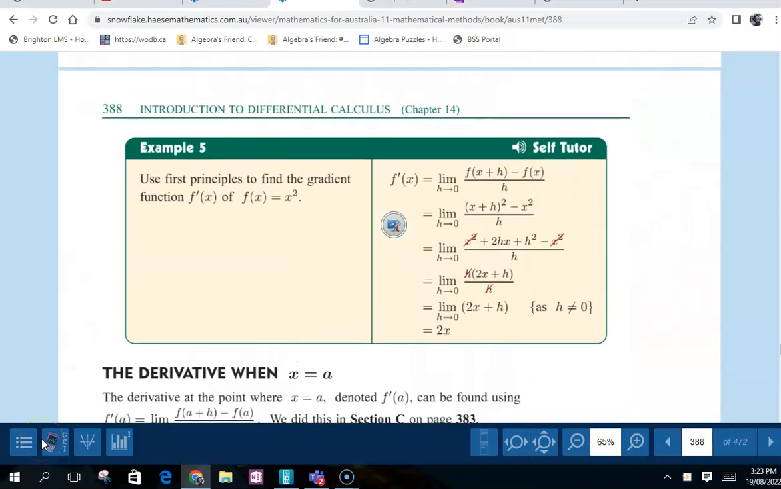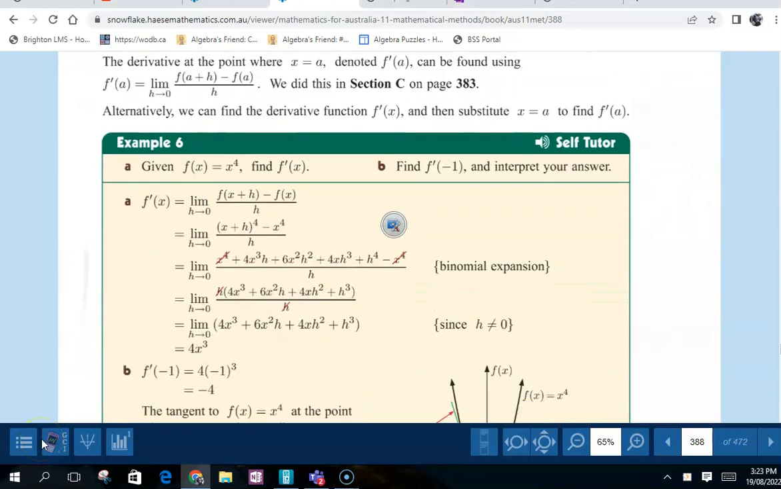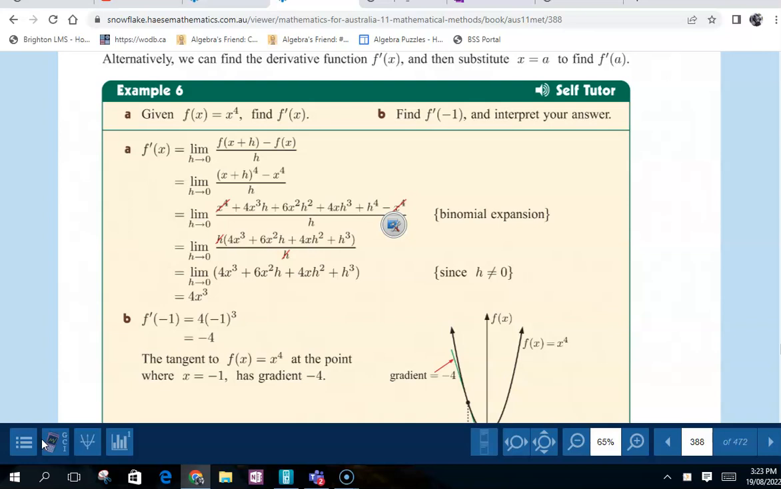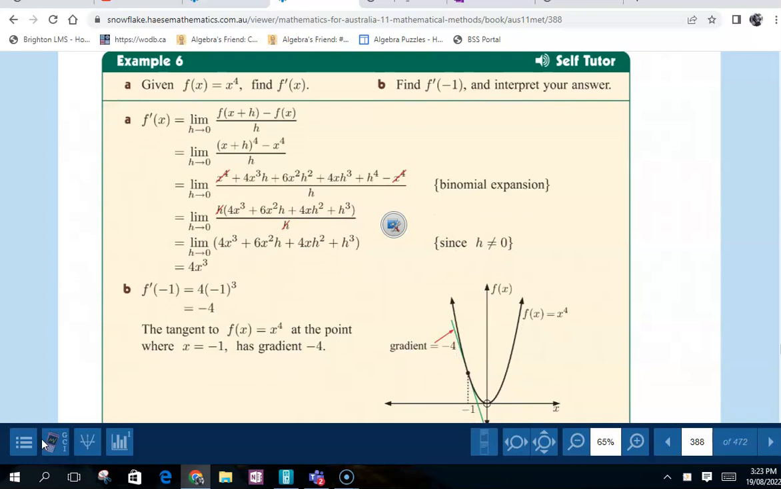They've done x squared up here. They've done x to the 4th over here. Please look. You have to expand x plus h to the power of 4. How are we meant to do that? How are we meant to do it? X plus h to the 4. Oh, you're breaking my heart.